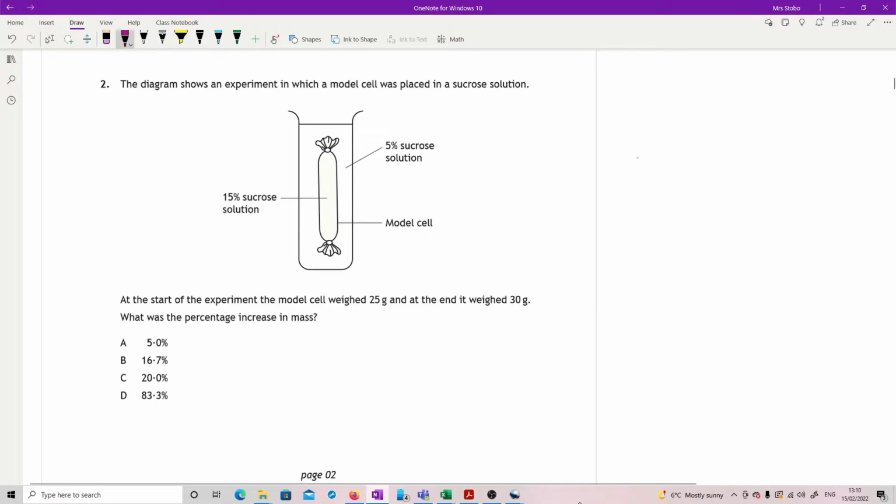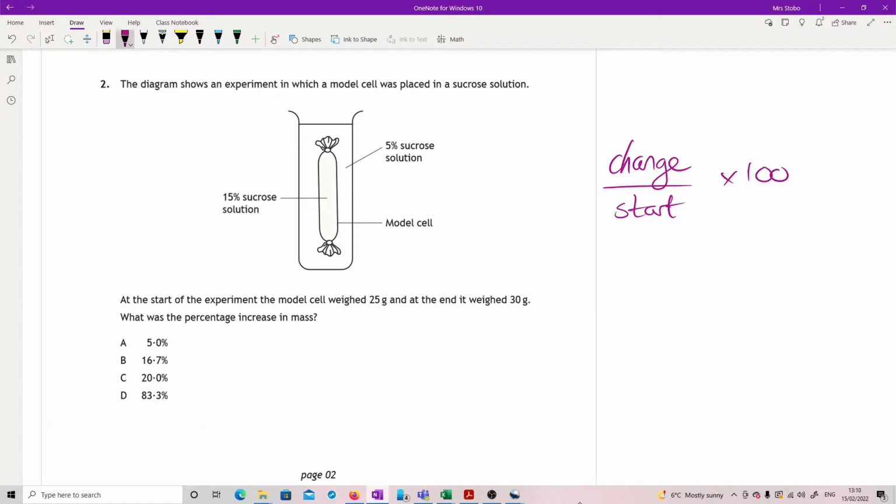Okay, percentage increase in mass, look for the same thing every time. I'm looking for the change, and then I'm going to divide it by the start, and then I'm going to times it by 100. Okay, the change was from 25 to 30, so I've got a change of 5. My start was 25. So all I'm looking for is to do that sum, times it by 100, and there we go. Or you could look at that and just go, that's a fifth, and that's 20%.